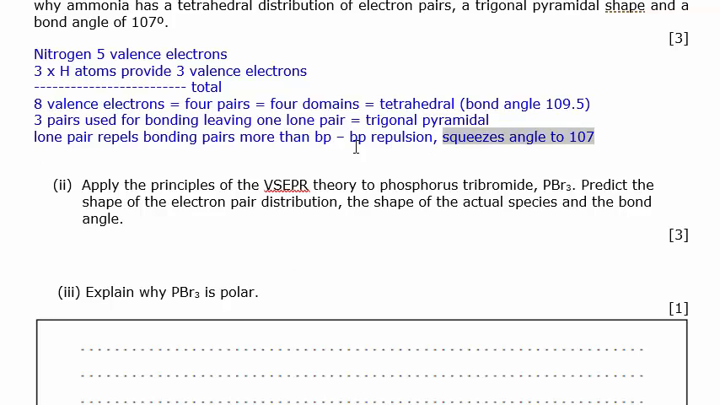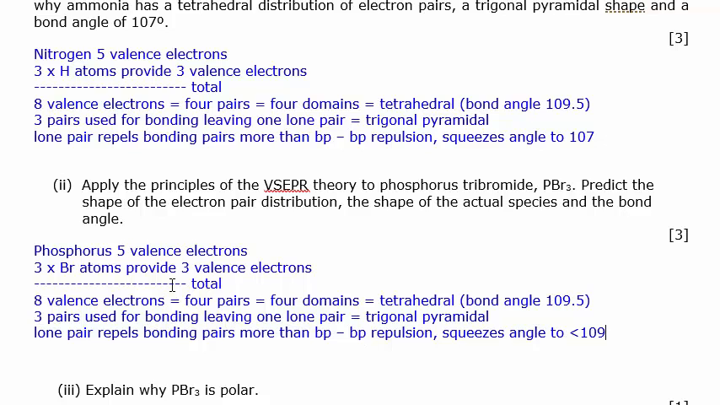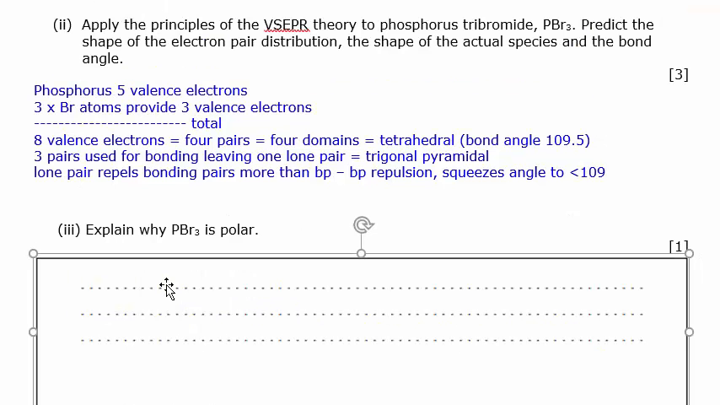Let's do the same thing. I'm going to copy this because it's almost identical, in fact, for this question, except here we've got phosphorus, which is also in group 15. Phosphorus has got 5 valence electrons. 3 bromine atoms each provide 1 valence electron, so that's 3 valence electrons. So the total is 8 valence electrons, 4 pairs, 4 domains, tetrahedral, bond angle, 3 pairs used for bonding, and so on. It's exactly the same. So the bond angle squeezes to, we'd just say, less than 109, and that would fulfill this question as well. Explain why PBr3 is polar.